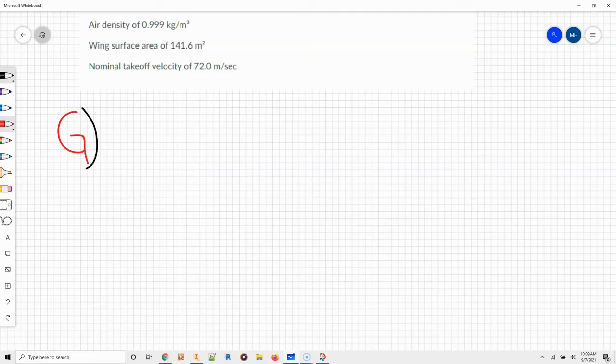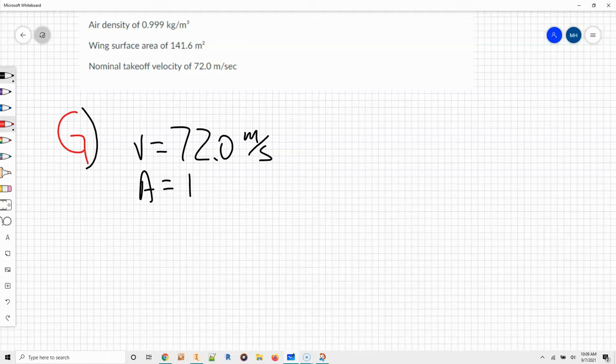My first givens: the velocity is 72.0 meters per second. I'm just going to write the rest of these down. Area, 141.6 meters squared. Rho, air density, is equal to 0.999 kilograms per cubic meter.